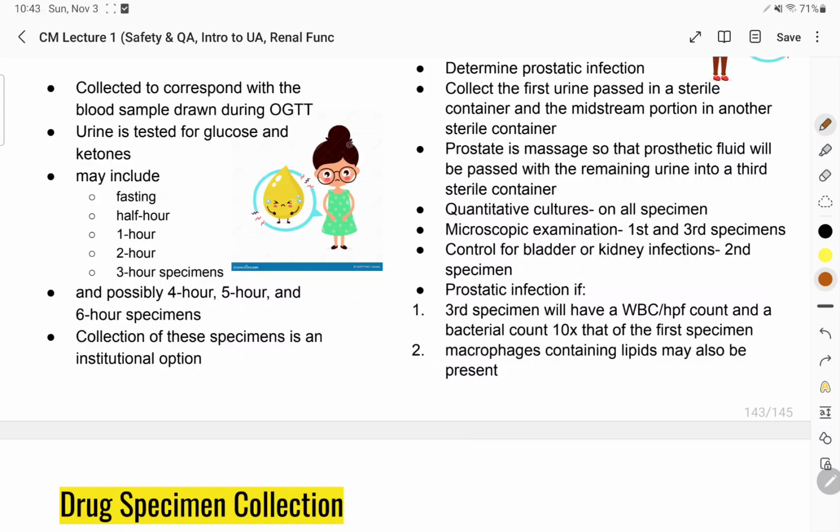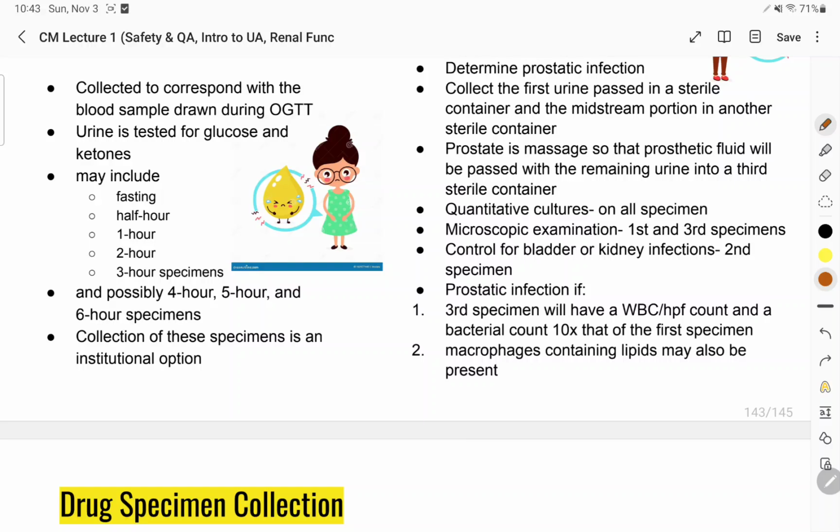Okay, it could be a prostatic infection. So if the bacteria is absent in the first specimen, then after the prostate massage it is present, it could be due to the patient's prostatic infection. Okay? And also, your second specimen is the control for bladder or kidney infections.